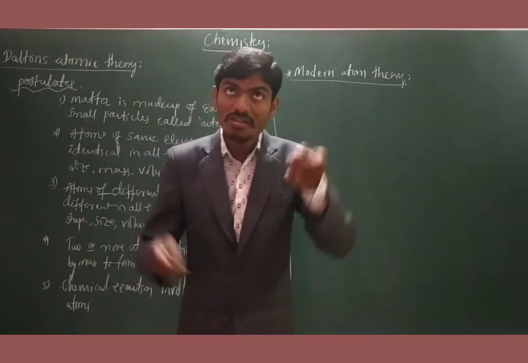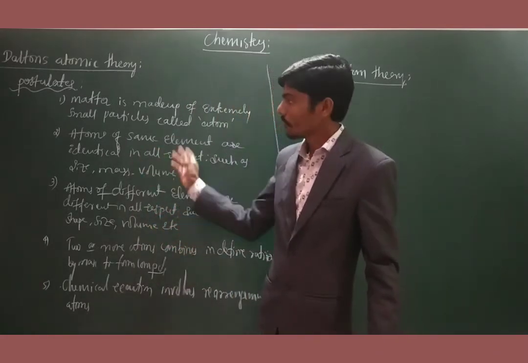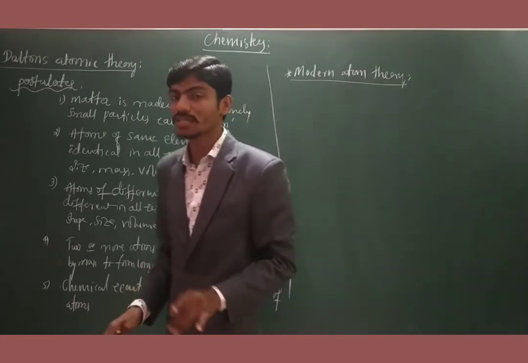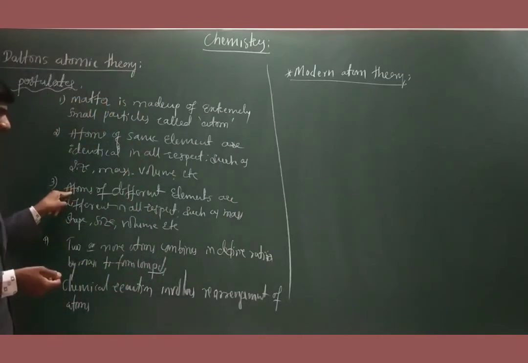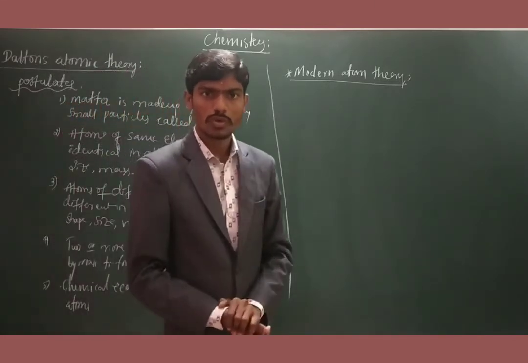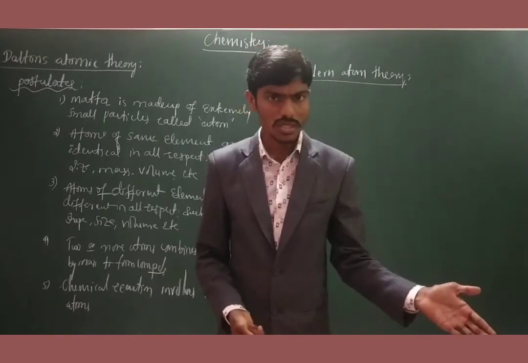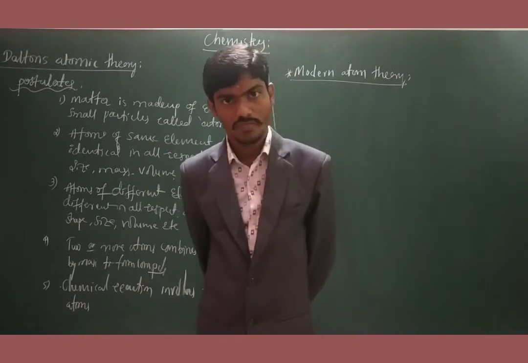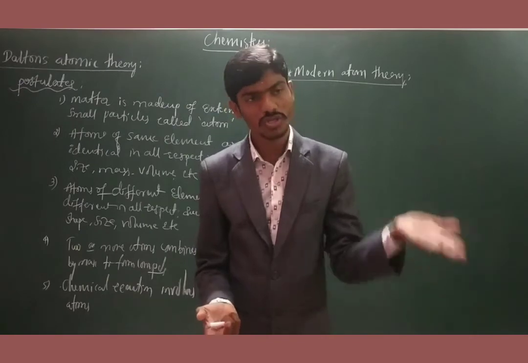So atoms of the same elements are not identical in all respects; they may be identical in some respects, but in all respects they are not identical. In the same way, the statement that atoms of different elements are different in all respects is also not true, because potassium and calcium have the same atomic mass. For oxygen and nitrogen, one of the isotopic masses is also the same. Nitrogen-14, carbon-14: the atomic mass of carbon, one isotope, is 14, and the atomic mass of nitrogen is also 14.